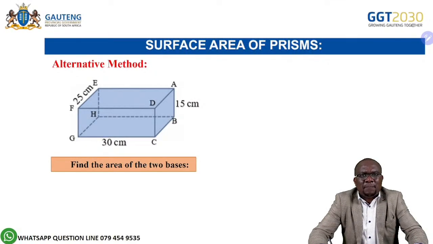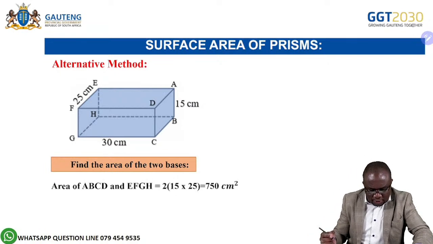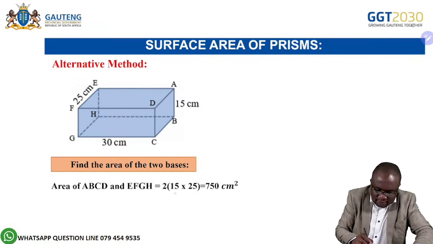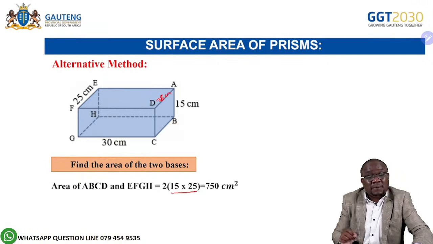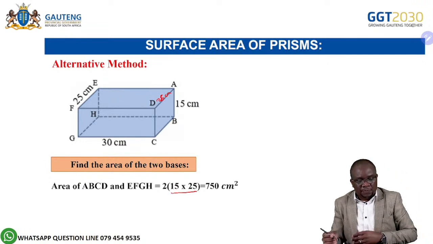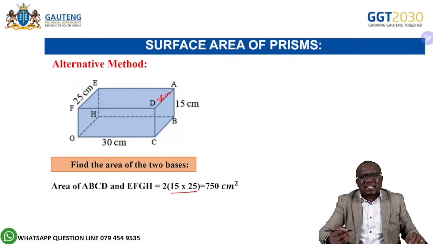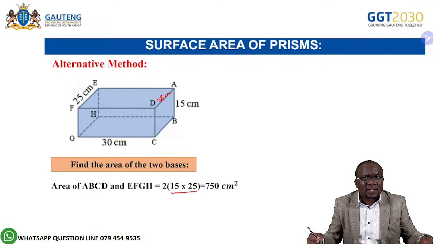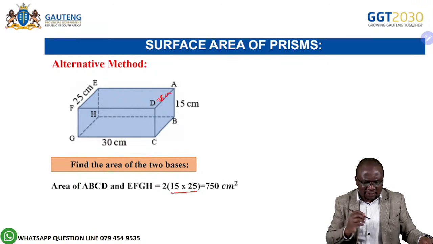Right. Welcome back. Let's mark our work. So now it is going to be 2 times 15 times 25, because this is 25 centimeters. So it's going to be 15 times 25 times 2 because there are two bases. Now let's find the area of the lateral faces. How do we find the area of the lateral faces? We say the perimeter of the base times the height of the prism.